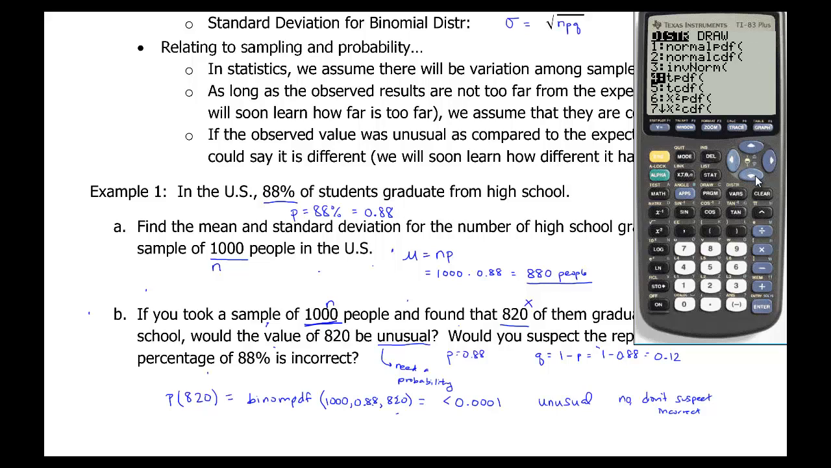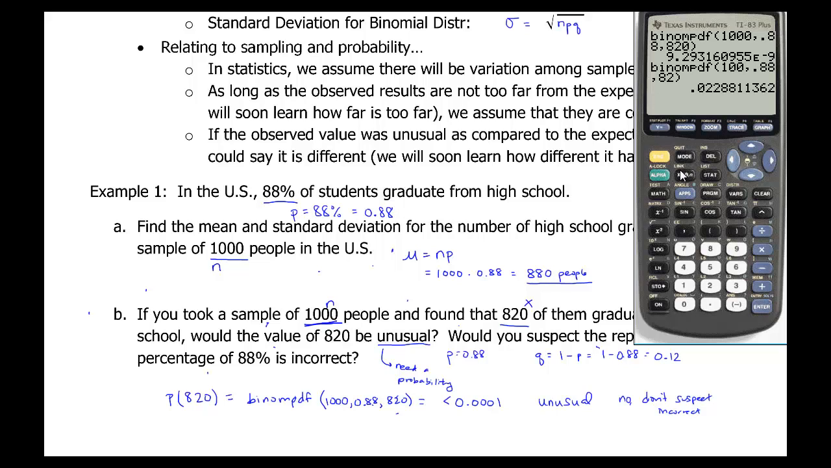So let's just try a different version with the same ratio. So 100 instead, the percentage would still be the same. And then if 82 out of the 100, now we have 0.0228 for our probability. That's not all that unusual. And it's the same ratio.